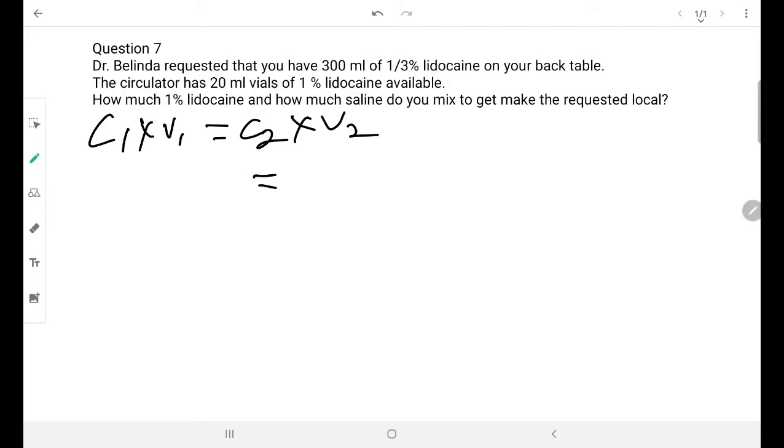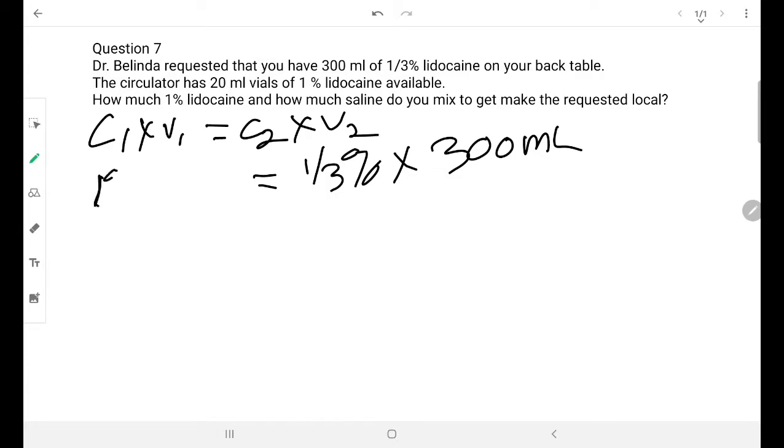So we know that we're going to need 1/3% times 300 milliliters. And what we have is 1% times V1. Now, we see here that we got the 1% and 20 milliliter vials, but we're not worried about that yet. That's just going to tell us how many of those we need to pull at the end. So first thing is to find the volume of 1% that we need, not how many vials yet, but the total volume of the 1% lidocaine.